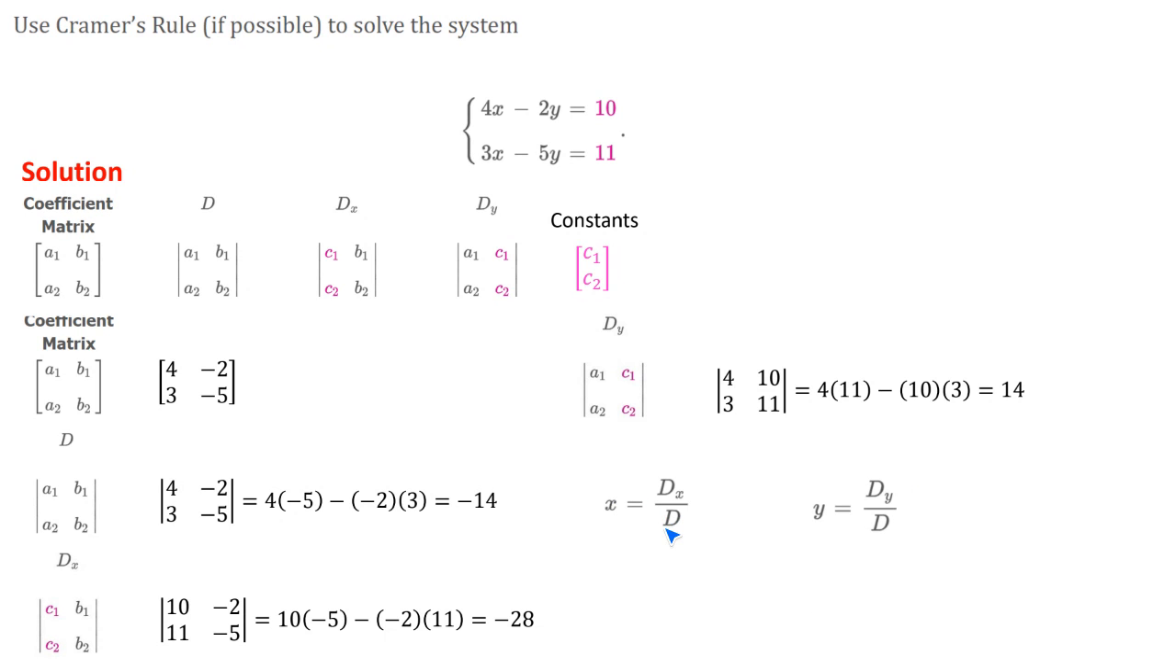So now that we have all that information, x is equal to Dx divided by D. For Dx, we ended up getting -28, and for D, we ended up getting -14. So if we divide, we get 2. And then we get 14 divided by -14 is -1. And so we end up with x equals 2 and y equals -1.